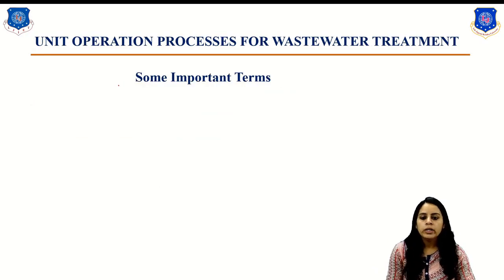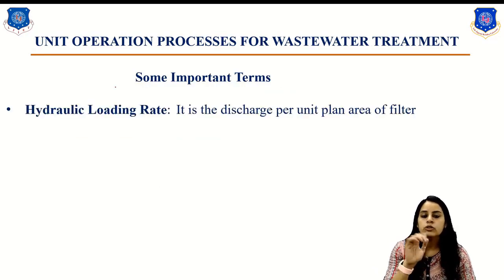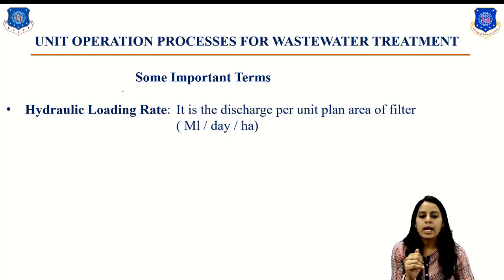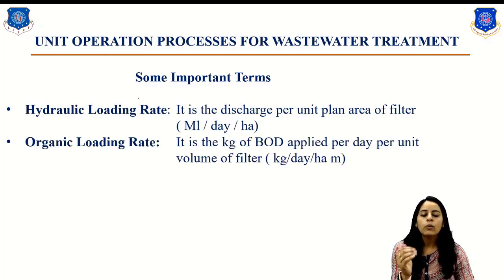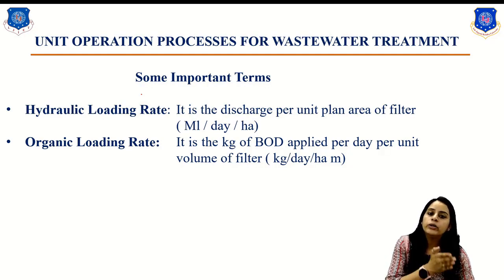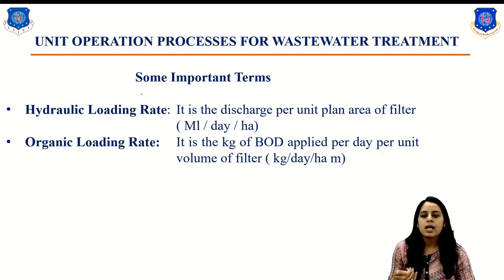Now, some important terms for the trickling filter, used for design purposes. The first is the hydraulic loading rate. What do we mean by hydraulic loading rate? It is the discharge per unit plan area of the filter, and it is denoted in million liters per day per hectare. The second term is the organic loading rate. It is the kg of BOD applied per day per unit volume of filter, and it is denoted in kg per day per hectare-meter.